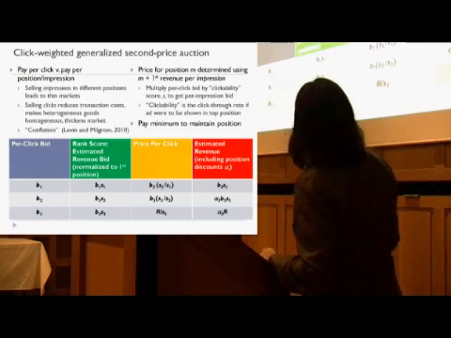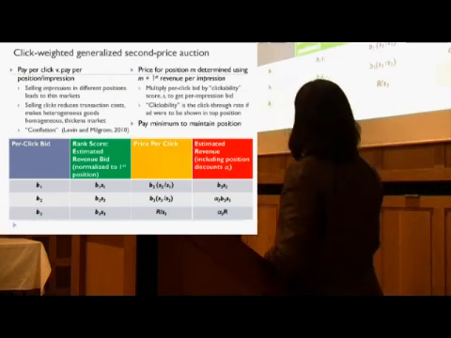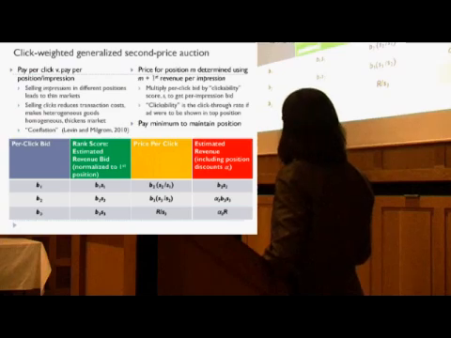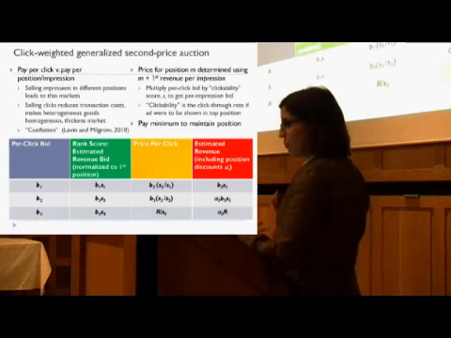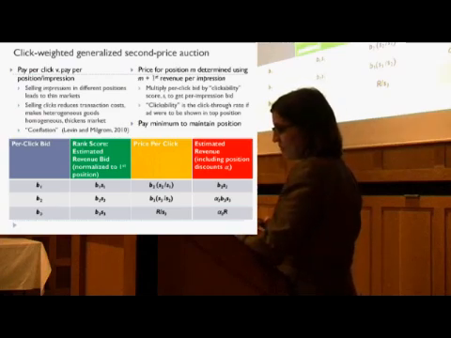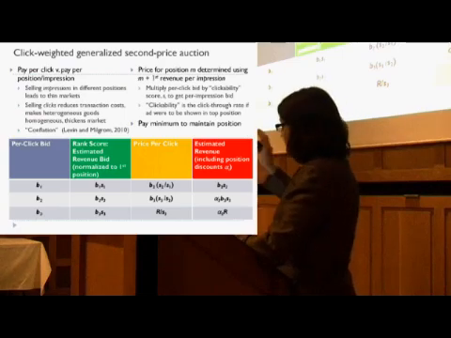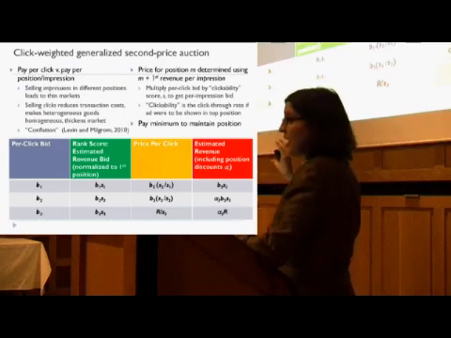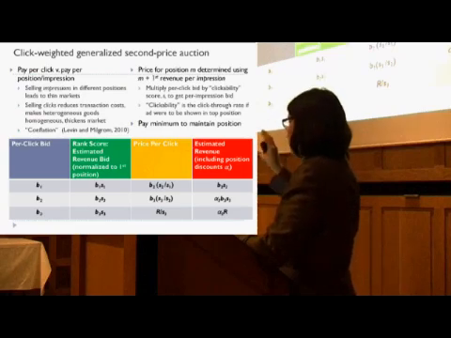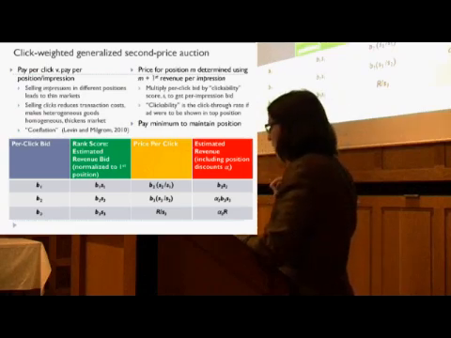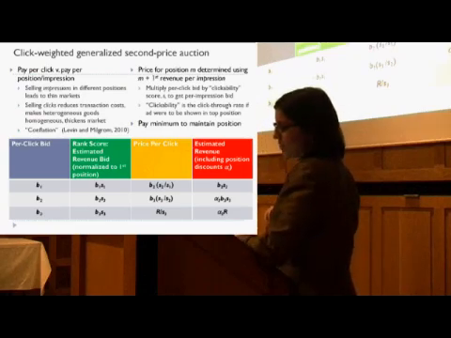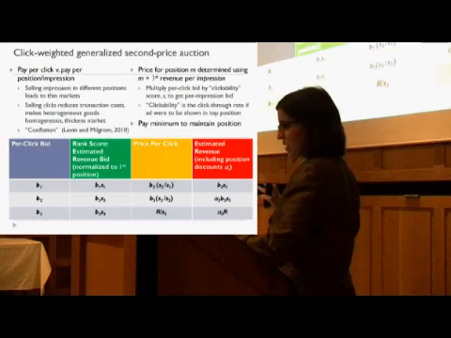So let me tell you about the different components. First of all, click-weighted: they sell clicks, so you bid per click. When this market first started, they sold boxes for ad space, just like today advertising on, say, the BBC homepage is a little box and you pay to be in that box. That was the way this market started. It didn't work very well. Selling impressions in different positions can lead to thin markets.